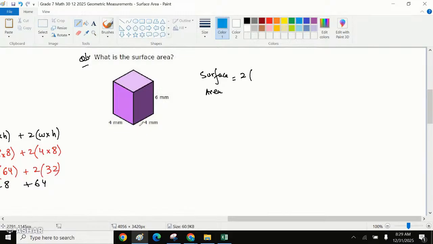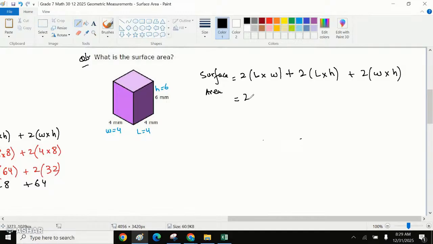I would label the sides. The length was 4, the height is 6, and the width is 4 as well. So what we can say is length multiplied by width, plus 2 dimensions of length multiplied by height, plus 2 sides of width multiplied by height. Or we can simply add them all together and multiply by 2 in the end.